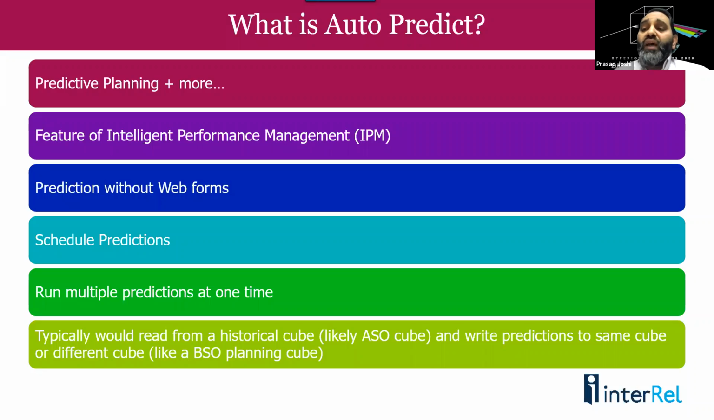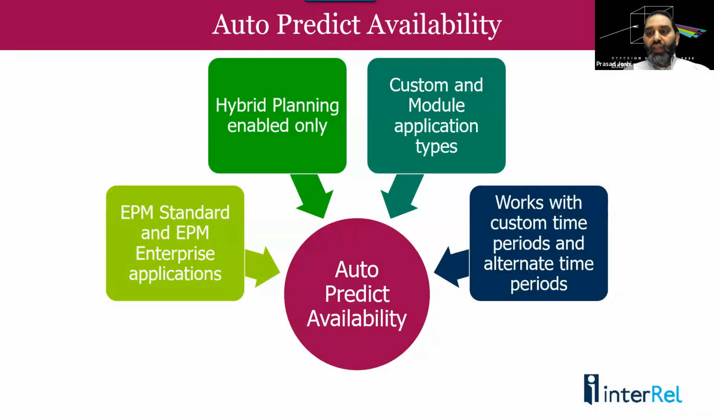Let's go through each of them, and see how the mapping, especially, helps in making predictive planning a little bit better. First thing is, who can use AutoPredict? Essentially, customers who have the standard as well as the enterprise EPM can all use it. But with the standard contracts, clients will need to upgrade their BSO application to hybrid mode. Only hybrid BSOs are able to use the AutoPredict functionality.